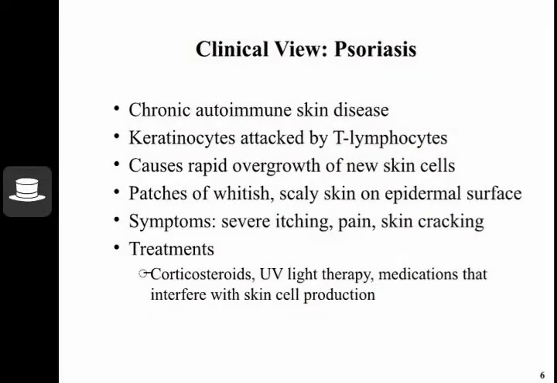Psoriasis is an autoimmune disease that affects the skin. The keratinocytes are attacked by T lymphocytes, and this causes a rapid overgrowth of new skin cells. You get patches of whitish, scaly skin on the surface of the epidermis, and that causes severe itching and pain and can cause cracking in the skin. There's all kinds of treatments: corticosteroids, UV light, and now they've got what we call monoclonal antibodies for it.